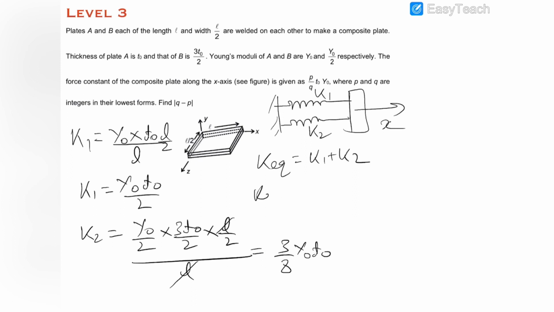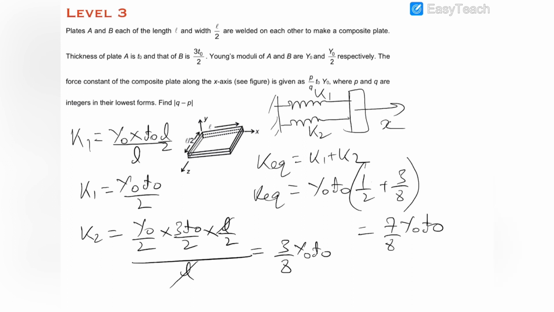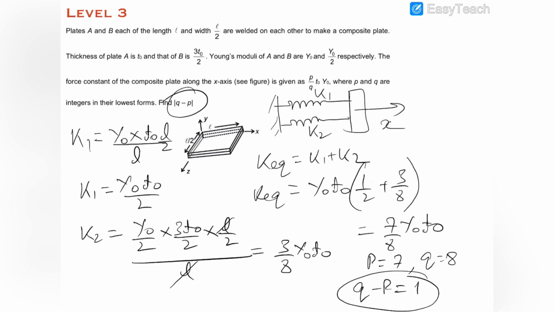So the equivalent K will be equal to gamma naught T naught into 1 by 2 plus 3 by 8. So it would be equal to 7 by 8 gamma naught T naught. So P is equal to 7 and Q is equal to 8. So Q minus P will be equal to 1. So the correct answer of this question is 1. Now we move on to the next question.